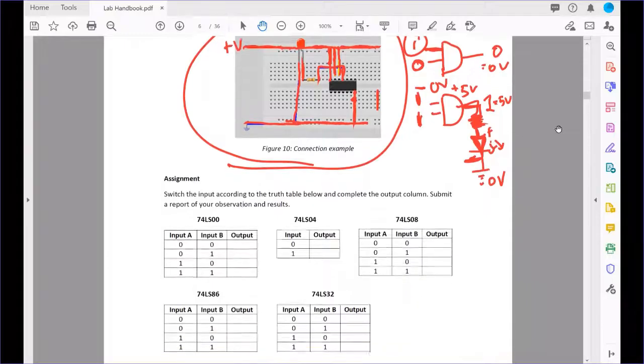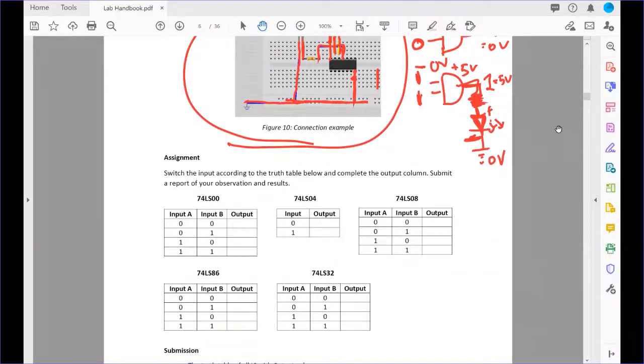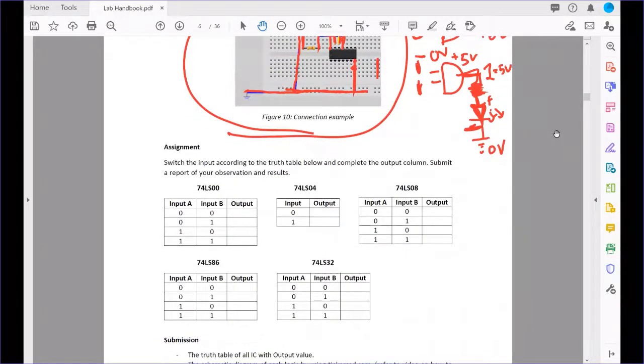There's some assignment you need to do. So the first thing, you need to fill up the tables by going through all the ICs. Okay, by giving all the input values, then you fill up the output values you get. If the LED lights on, then you should get a 1. If the LED is switched off, didn't light on, then the output is 0. Okay, this is how you determine the output values.